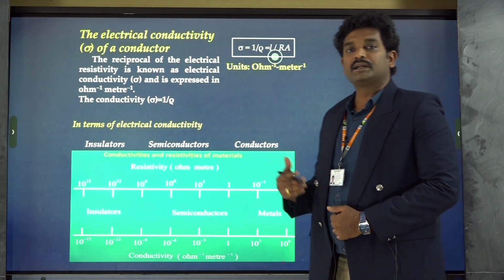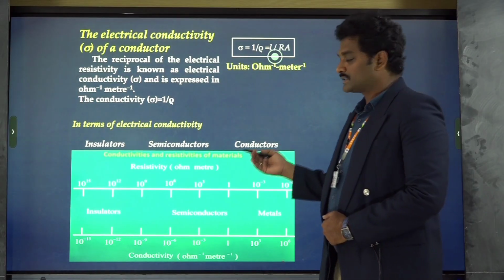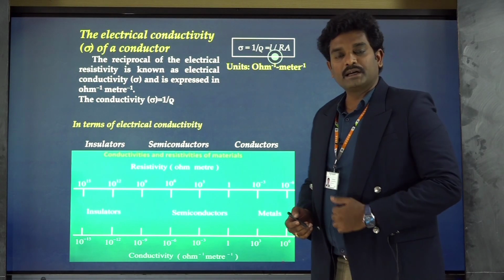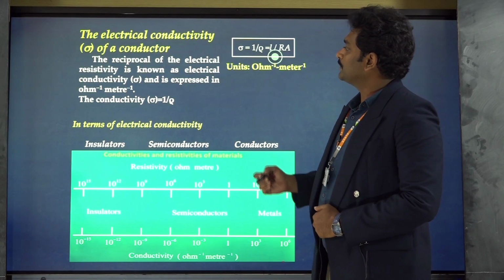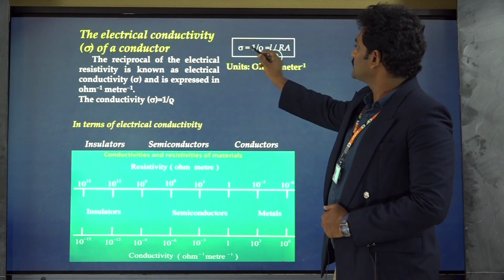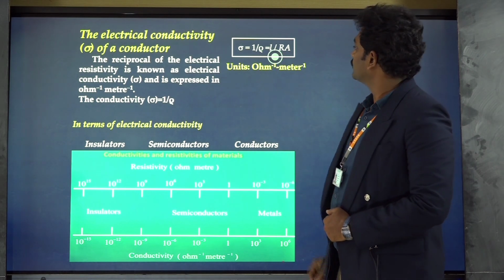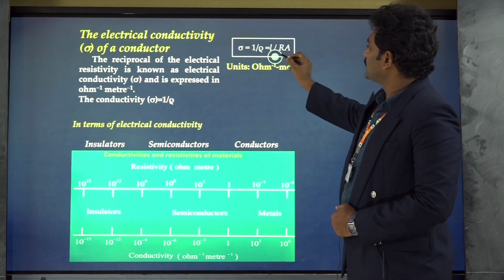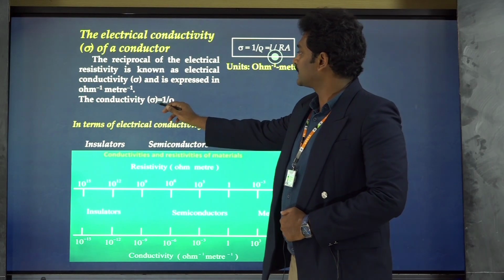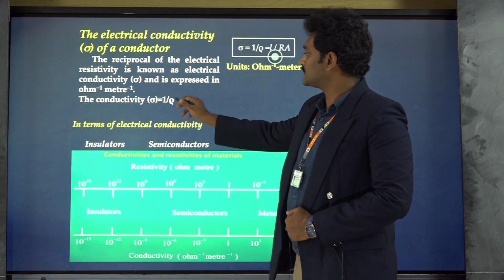Let's see what is electrical conductivity. Like we have just learned about resistivity, now let's see what is conductivity. The electrical conductivity of a conductor or material is the reciprocal of the resistivity. So sigma is equal to 1 by rho. The rho value is RA by L, so 1 by rho is L by RA. The electrical conductivity is denoted as sigma, which is the reciprocal of the resistivity.